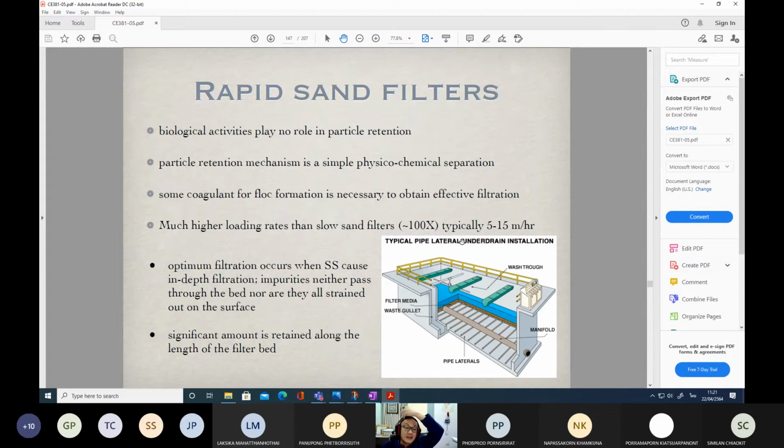For the rapid sand filter, another aspect is that we need coagulation and flocculation before the rapid sand filters. Optimum filtration occurs when the suspended solids in depth filtration impurities pass neither through the bed nor strain on the surface. Absorption would occur. A significant amount is retained. So I just read.